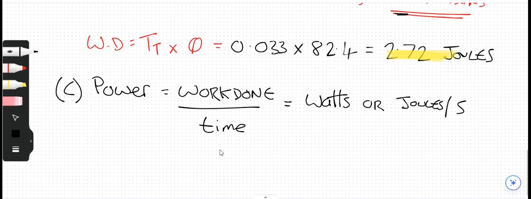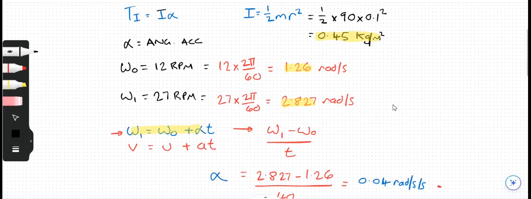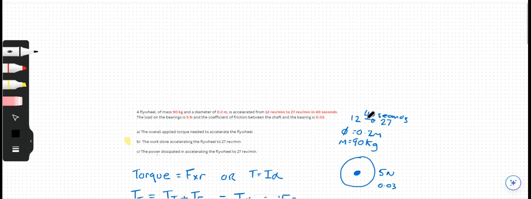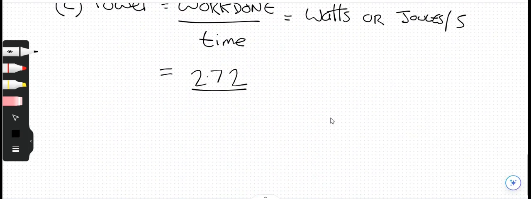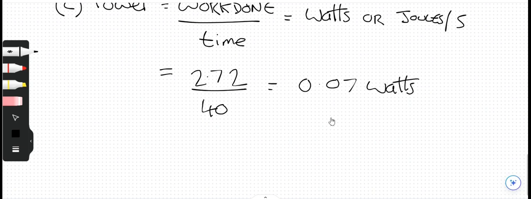So power is work done divided by time. We know the work done. It's up here, look, 2.72. Divided by the time, which is up here, 40 seconds. Divide that by 40, gives you something like 0.07 watts of power. Part C done. Happy days.